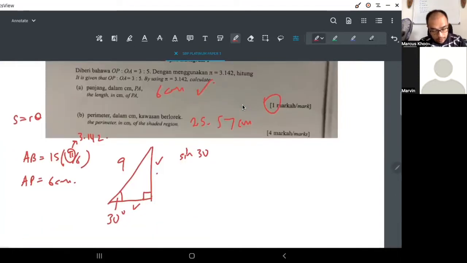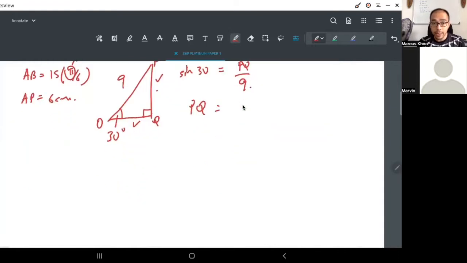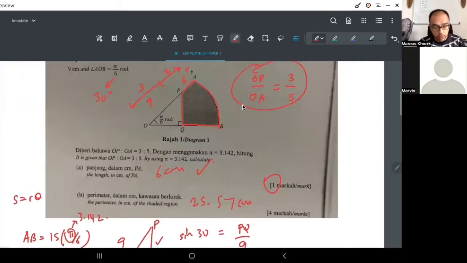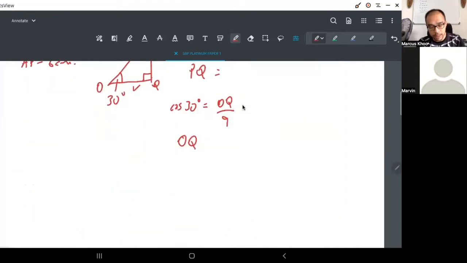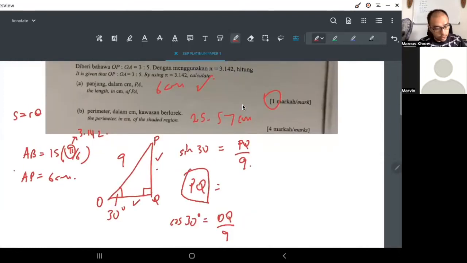Let's see, this is PQ, right? Okay, PQO. So sin 30 equals to PQ over 9. Okay, so kau boleh cari PQ lah. And then after that you can also find OQ from there. Okay, cos 30 equals to OQ over 9. Then kau boleh dapat OQ. Dan lepas kau dapat OQ, kau boleh tolak dengan 15 untuk mendapat BQ. Okay, so 15 minus OQ, and then you will get BQ lah. So 1, 2, 3, 4. Bila kamu campurkan, when you add it all together, you get 25.57 cm.